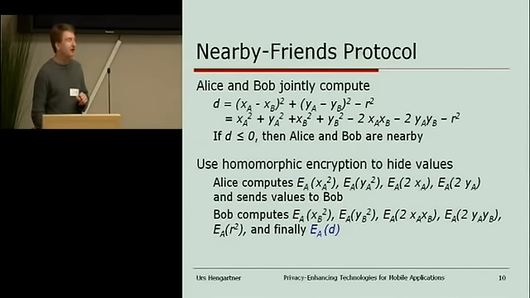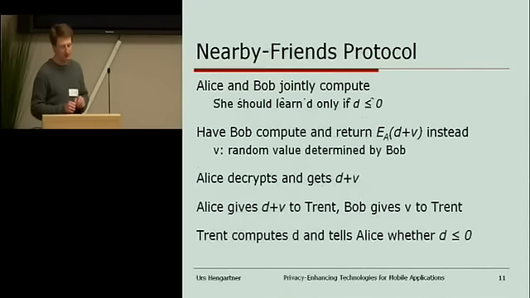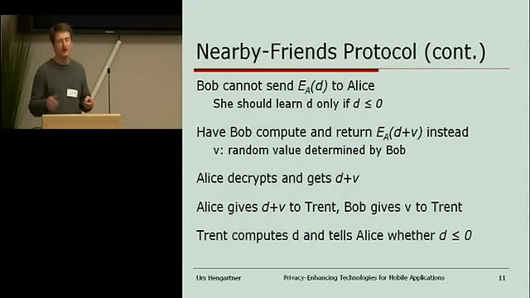But now Bob can't simply send this value to Alice, right? Because Alice then could simply decrypt this ciphertext, but she should be able to learn the value of d only if the two happen to be nearby. So what can we do instead? Instead of having Bob compute the encryption of d, we have him compute the encryption of d plus a random value v that is chosen by Bob. And so Bob returns the ciphertext of d plus v to Alice.